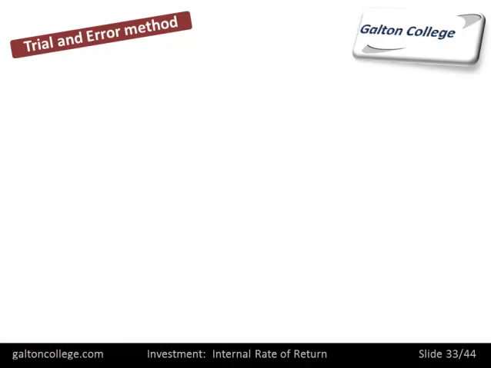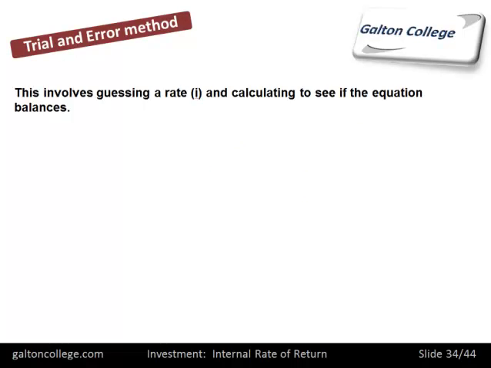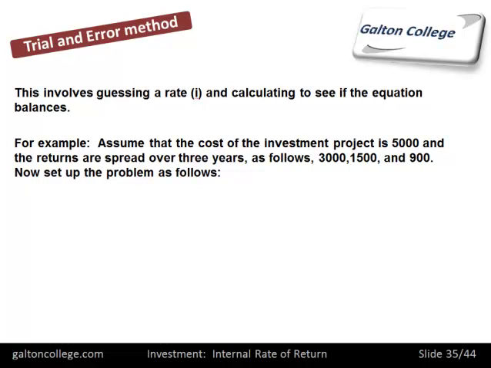Let's look at the trial and error method again. It involves guessing a rate of interest and calculating the equation. For example, assume that the cost of an investment project is 5,000 and the returns are spread over 3 years, say 3,000, 1,500 and 900. Now the problem is that it's over 3 years and we have this cubic term here, 3. This cubic term makes it difficult.